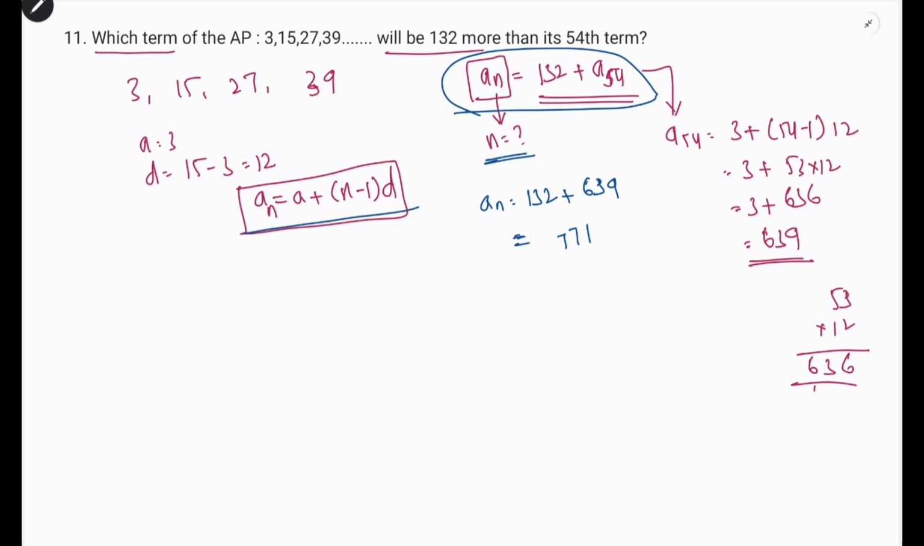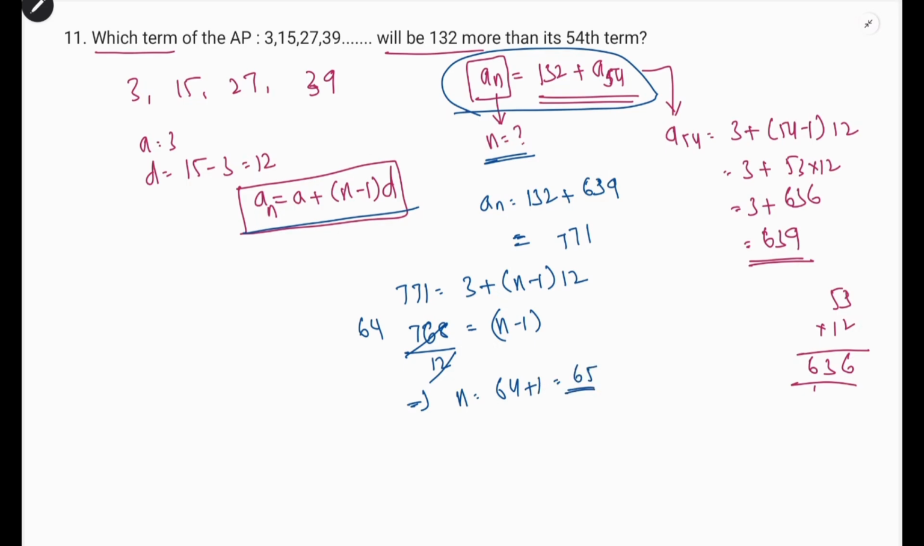Okay, we will substitute the values in this equation. An is equal to 771 is equal to 3 plus n minus 1 into 12. It is 771 minus 3 is 768 is equal to n minus 1 into 12. If you bring 12 to the left side, it will be divided by 12. 12 into 6 is 72, 12 into 4 is 48. So here n is equal to 64 plus 1, it is 65. So the 65th term is 132 more than the 54th term.